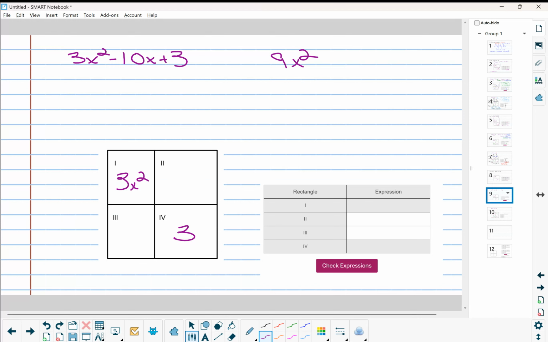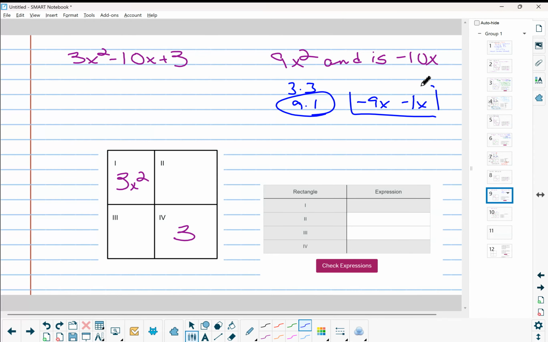So I need something that multiplies to 9 and is negative 10x when I have the factors. Well, the only thing that's going to factor to 9 is 3 times 3 or 9 times 1. And the only way to get to a 10 is a 9 and the 1. And the only way to make this negative is a negative 9x and a negative 1x. They both have to be negative for this to happen. So negative 9x and a negative. If you need to put the 1 in here, you can, but it's mathematically better if you don't. So this is a negative 9x and an x.